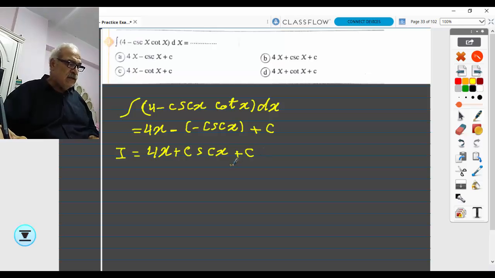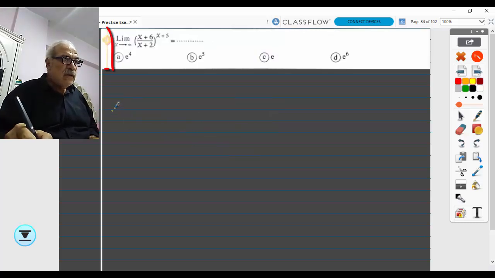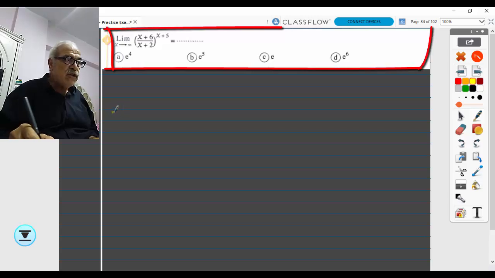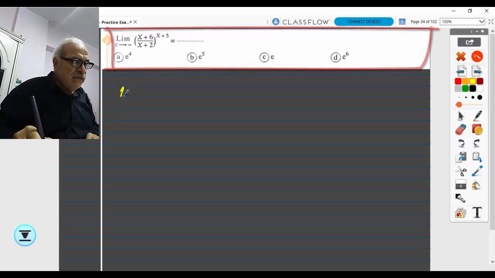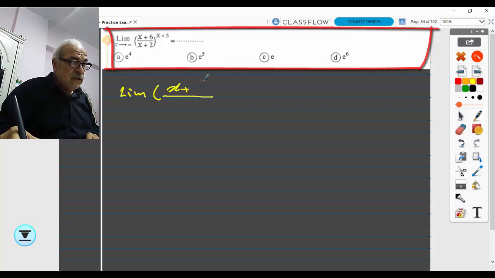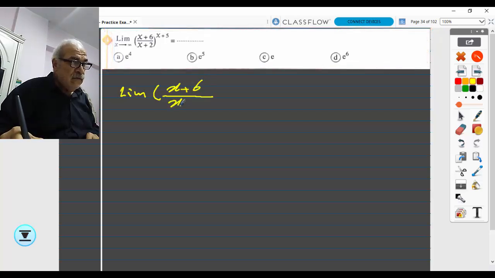Okay, and the solution will be in letter B. 4x plus cosec x here. Here is the solution, and go to the limit. Question 4. We have the limit of (x plus 6 over x plus 2) all power x plus 5 as x tends to infinity.